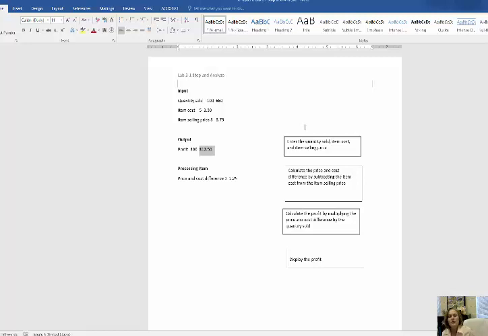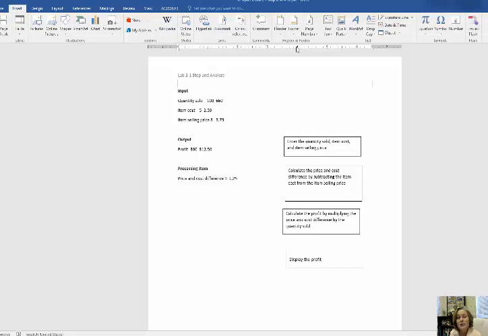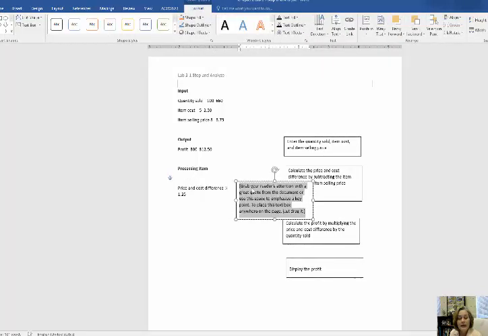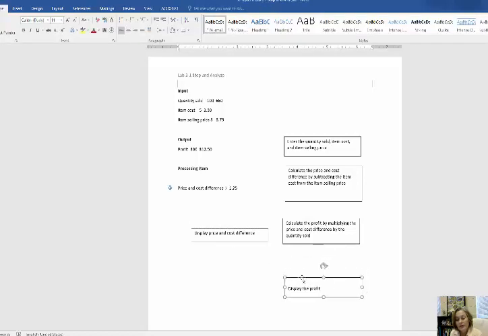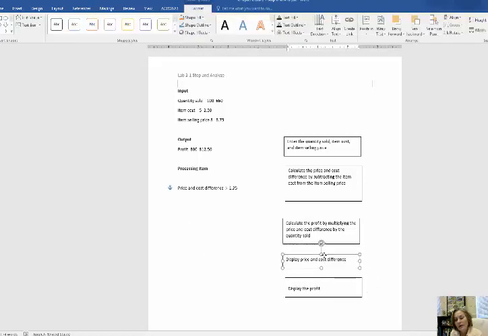Okay, so they're asking you to display what they're calling price and cost difference, right? So when that's right here, that's this processing item. So if you want to display that, we're simply going to insert a little text box, and in it we're going to put display price and cost difference. Okay, so what we could do in this little algorithm is just insert that right here.